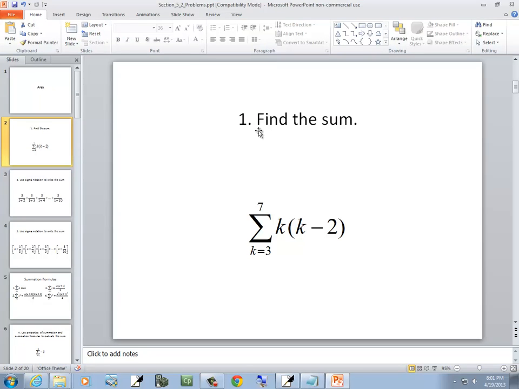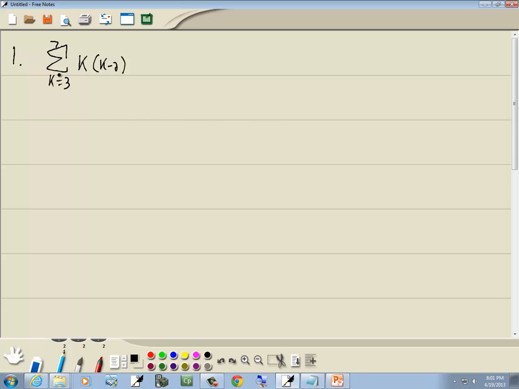Well, the instructions say find a sum, but this uppercase sigma, this E looking thing you see right here, means add them together. And this says that it's from k is equal to 3 to k is equal to 7. So what we're going to do is plug in first k is equal to 3, then k is equal to 4, k is equal to 5, k is equal to 6, and k is equal to 7. It goes by ones, from 3 to 7.